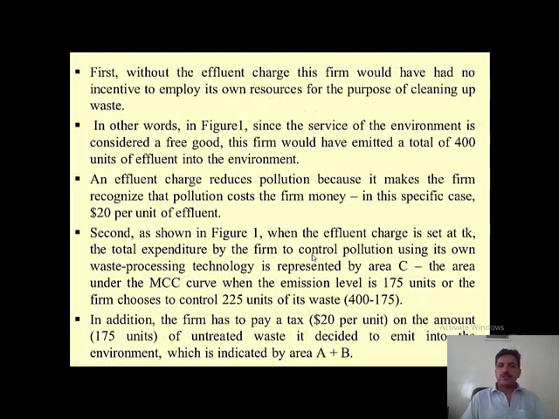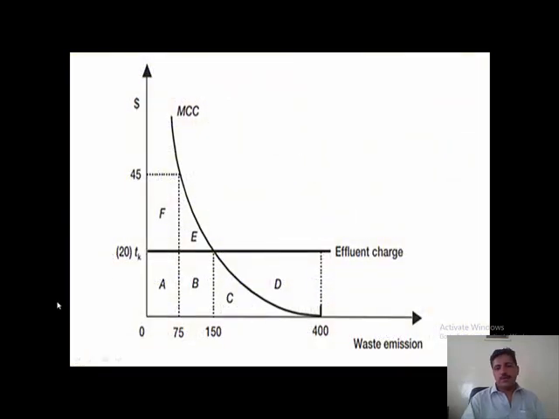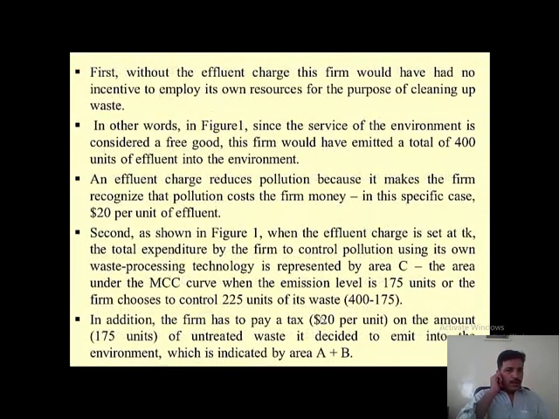First, without the effluent charge, this firm would have no incentive to employ its own resources for the purpose of cleaning waste. If there is no tax and no charge, the firm will not care for cleaning the environment, but will produce 400 units and discharge the waste into the environment. In other words, in figure 1, since the service of the environment is considered a free good and there is no effluent charge, this firm would have emitted a total of 400 units of effluent into the environment.